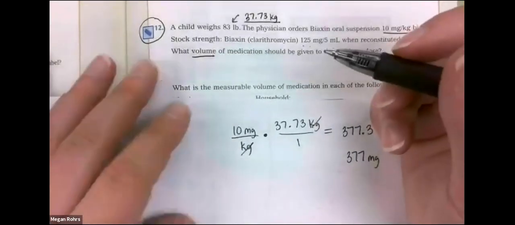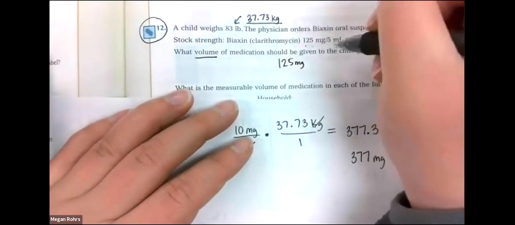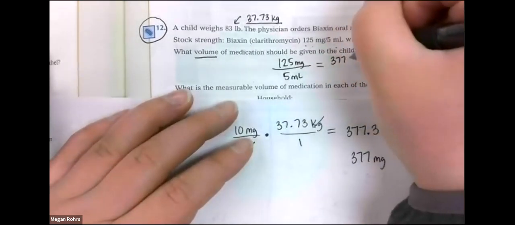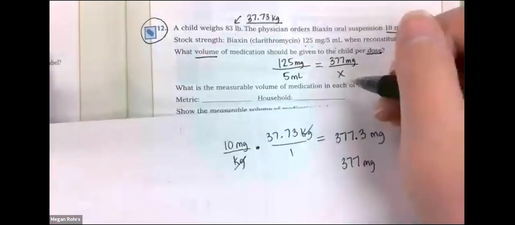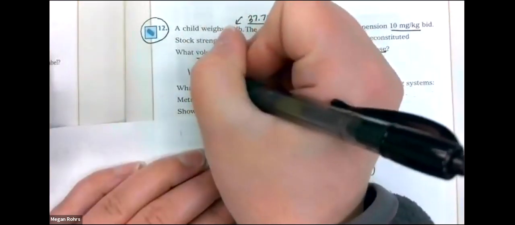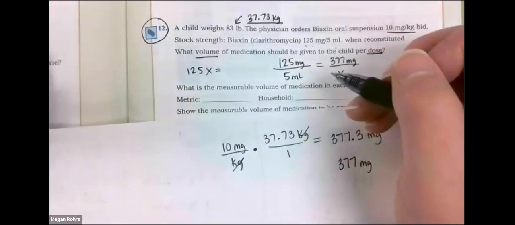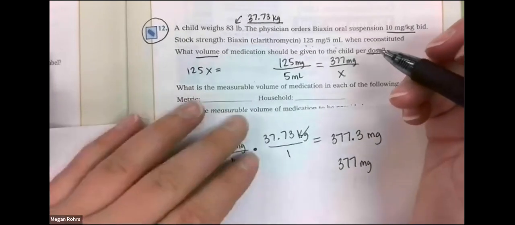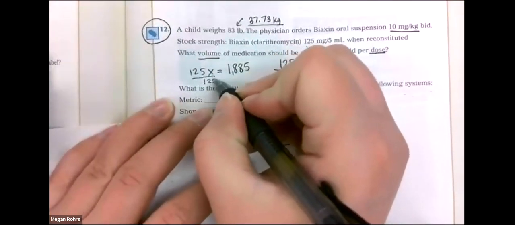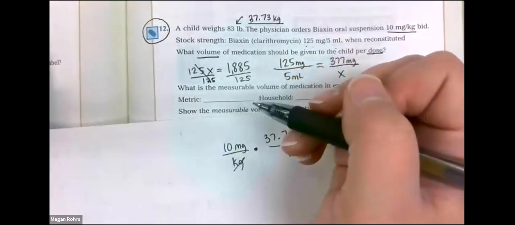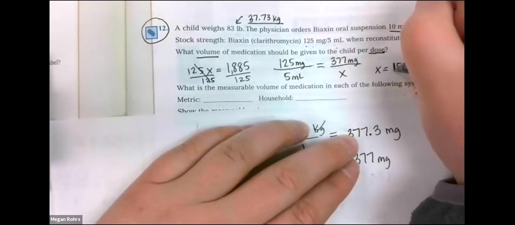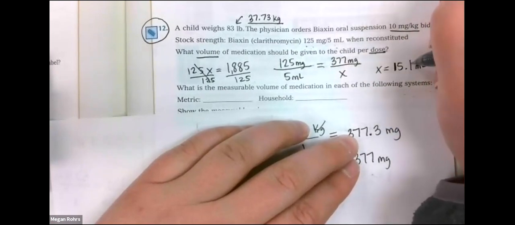So we're going to take 125 milligrams per 5 mL, because that's what we have in stock. Set that equal to my dose, which is 377 milligrams. And solving for x will give me my dose volume. So that gives me 125x, and then we're going to take 377 times 5, which gives me 1,885. Now to get x by itself, I divide by 125. Do the same thing here. And then x is 15, and if I'm rounding to the nearest tenth, 15.1 milliliters.